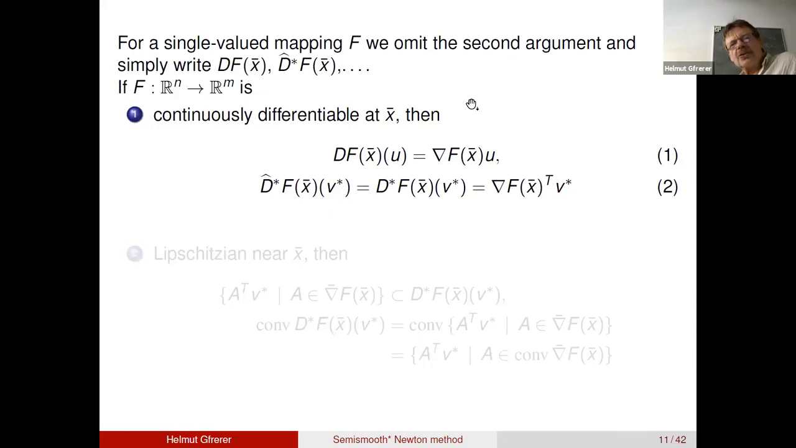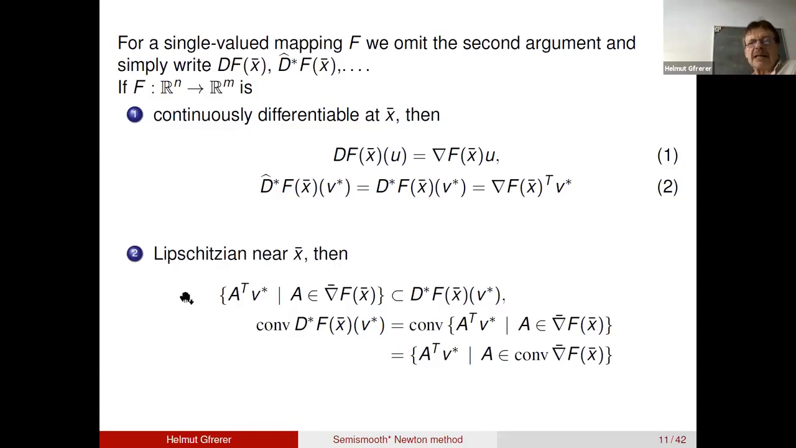Okay, what do we know for single-valued mappings? If F is continuously differentiable, then the graphical derivative coincides with the usual derivative of F, and the regular and the limiting coderivative coincides with the adjoint of the Fréchet derivative of our mapping F. Okay, and what happens if F is Lipschitzian near x bar?